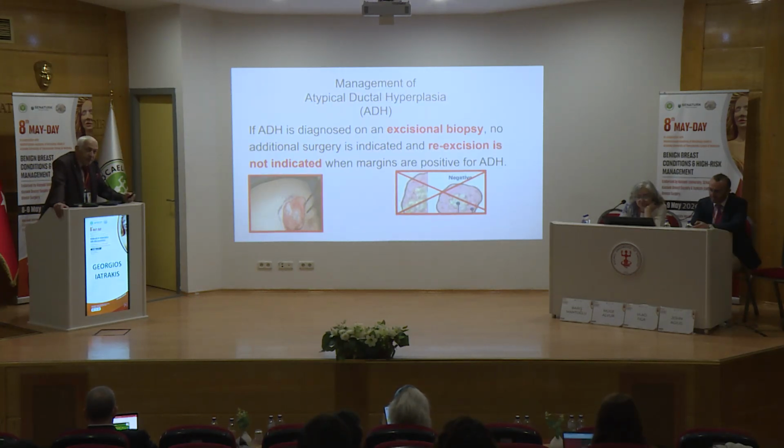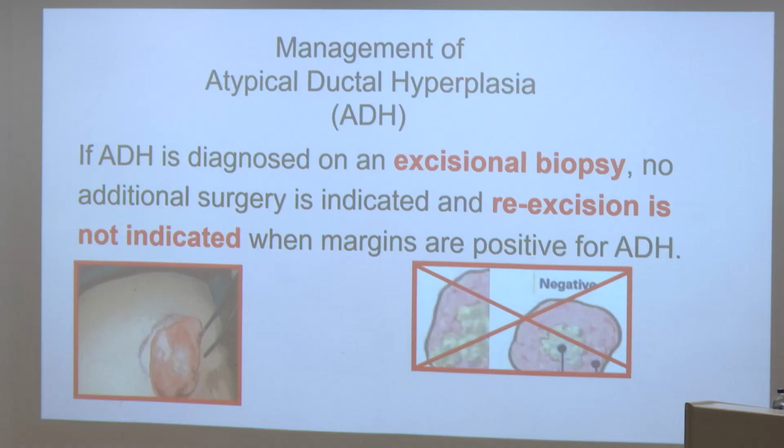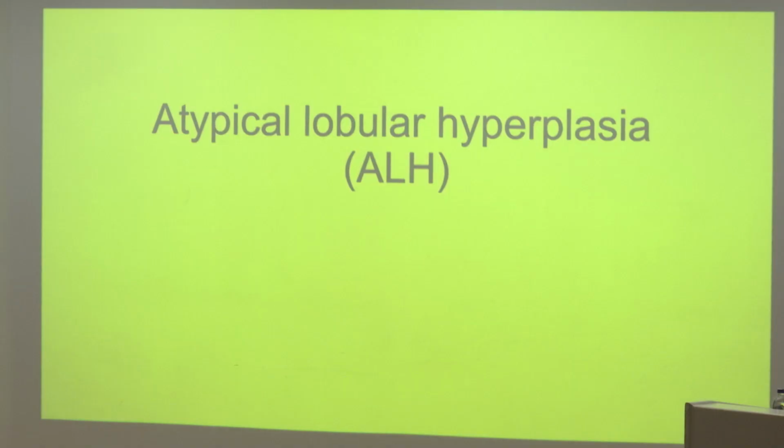So let's say that our first step wasn't a core biopsy, but an excisional biopsy. What is the next step after diagnosis of ADH after an excisional biopsy? Here the things are simple. We don't do anything. We have the diagnosis, we counsel the woman, and that's it. Re-excision is not indicated even when margins are positive for ADH. That's the guideline for several organizations, such as NCCN.